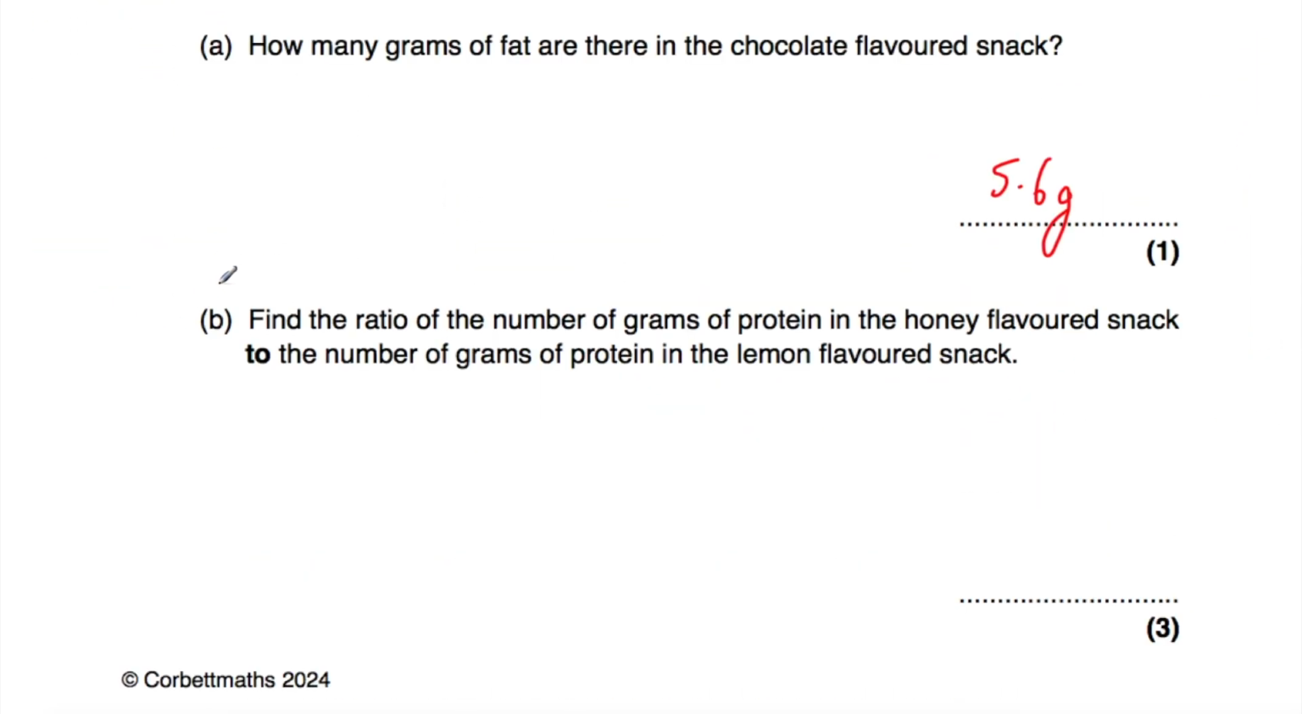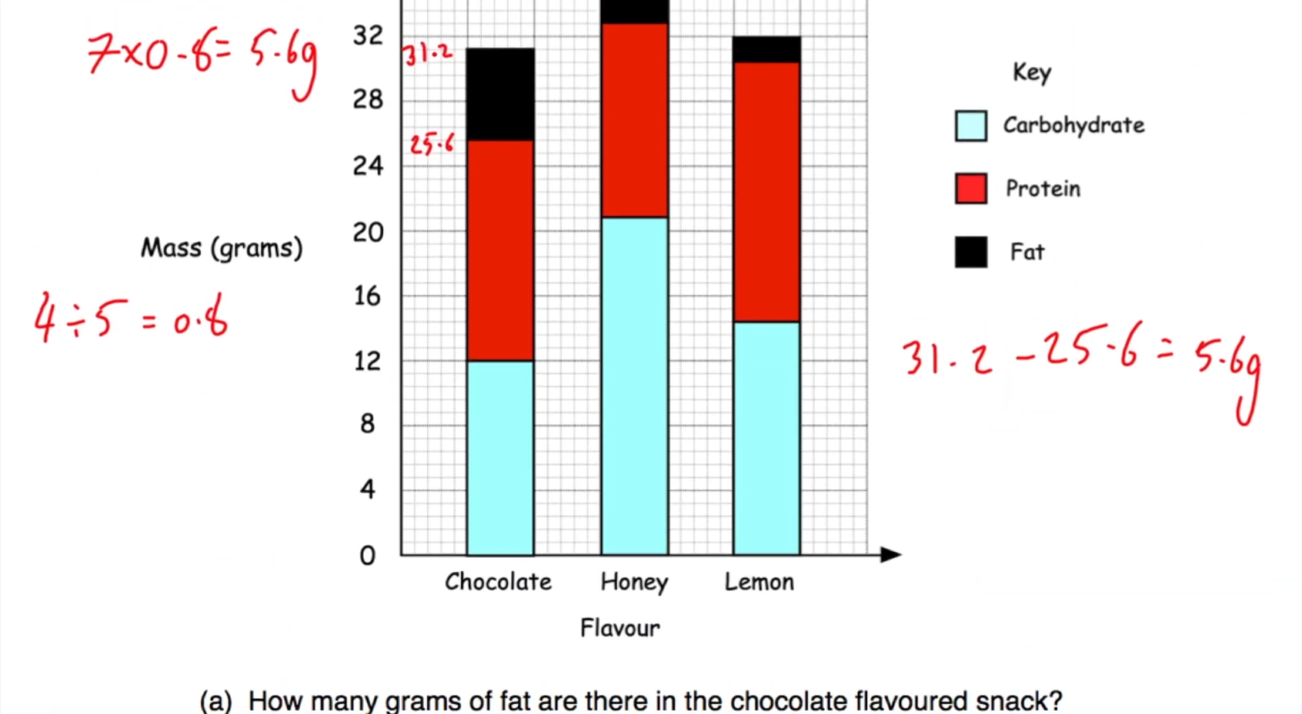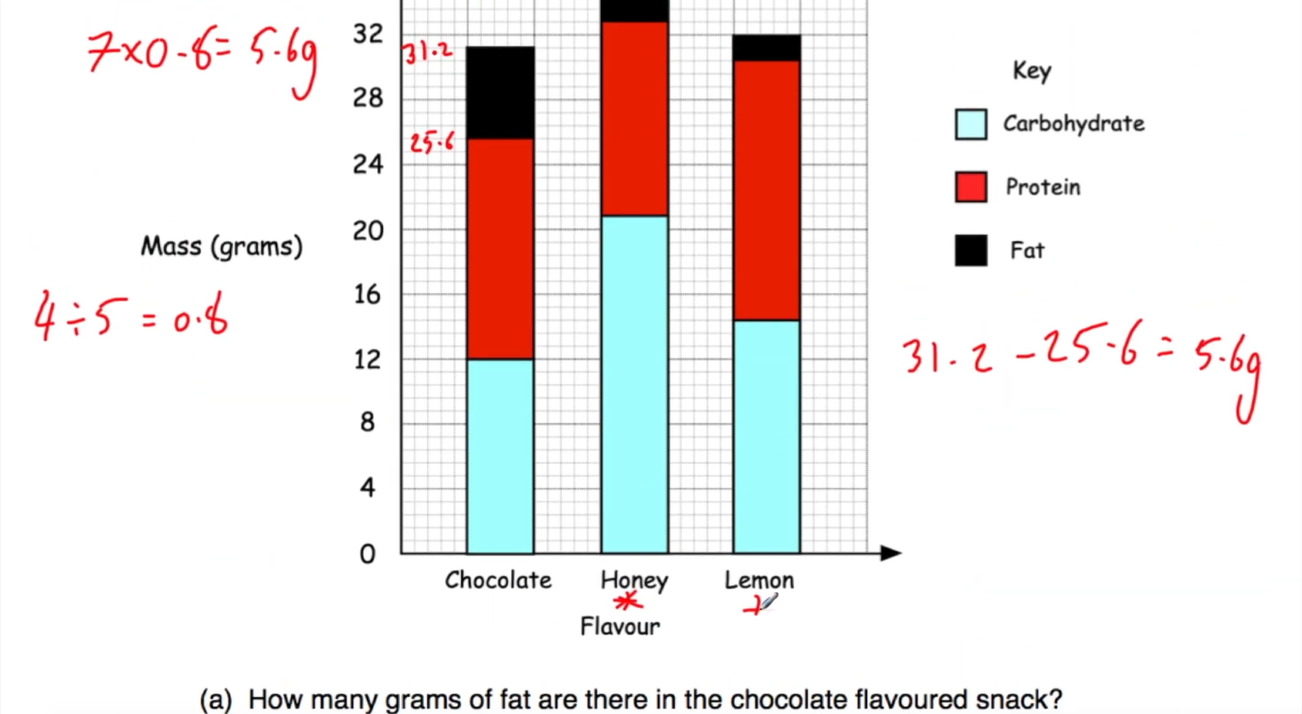Okay, and let's have a look at part B. Part B says find the ratio, so we need to find a ratio of the number of grams of protein in the honey flavoured snack to the number of grams of protein in the lemon flavoured snack. So let's go up here. We've got the honey and the lemon flavoured snacks, and we want to find how many grams of protein in the honey flavoured snack and the number of grams of protein in the lemon flavoured snack.